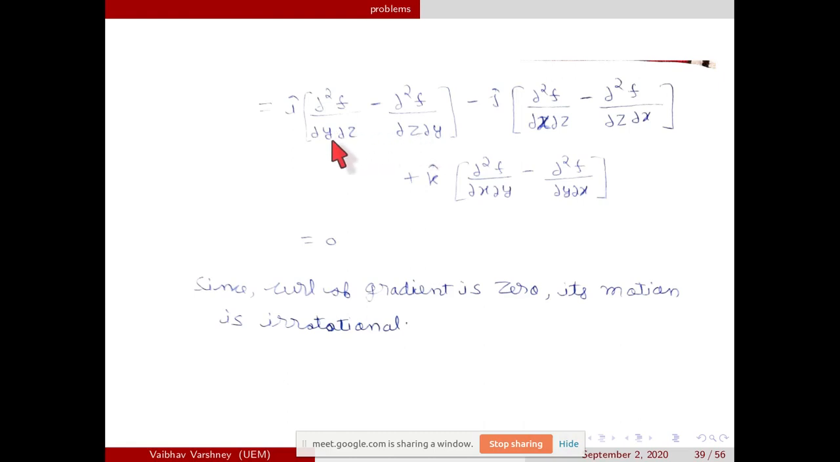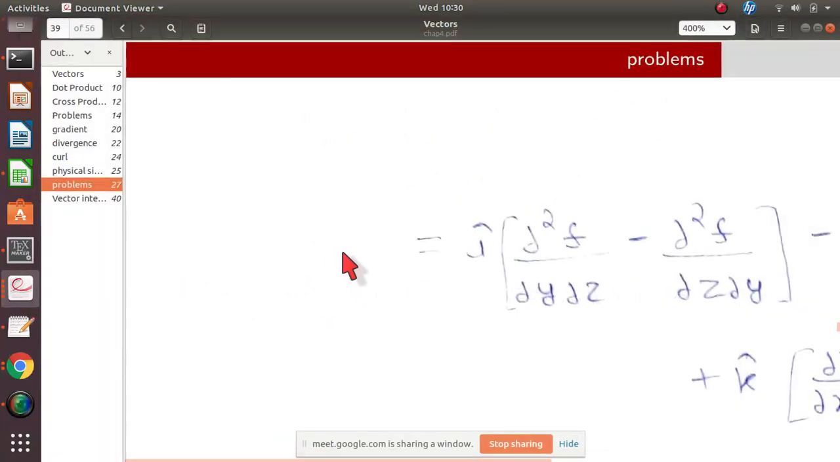But it's a property of partial derivatives that you can interchange this. Either y is operating first or z is operating first, it will not make any effect. So these both terms are the same, so it is 0. These both terms are the same, it is 0. These both terms are the same, it is 0. So we are getting the answer 0.